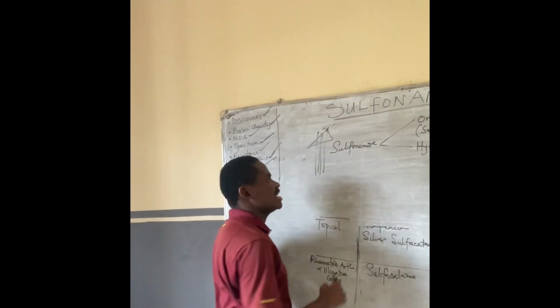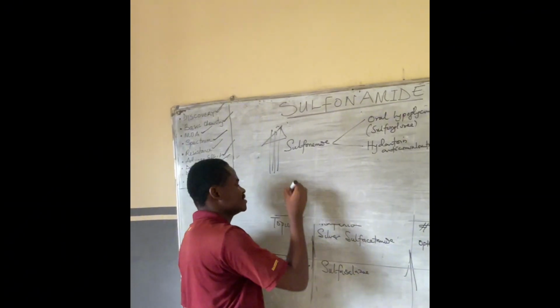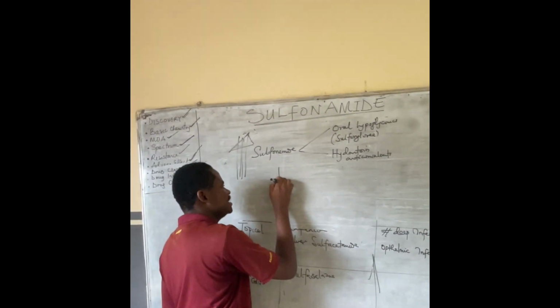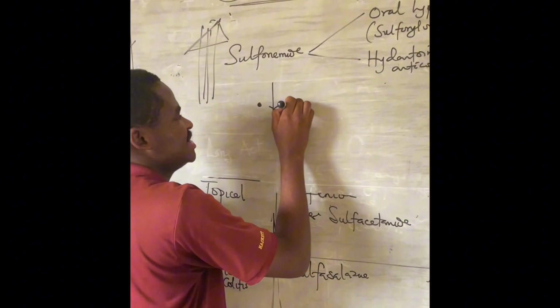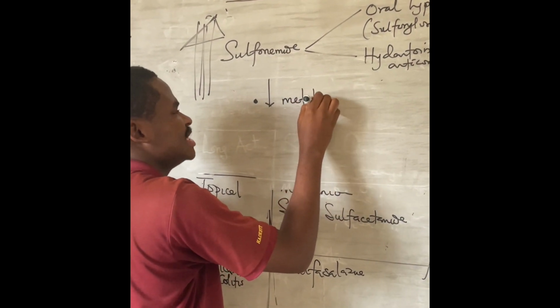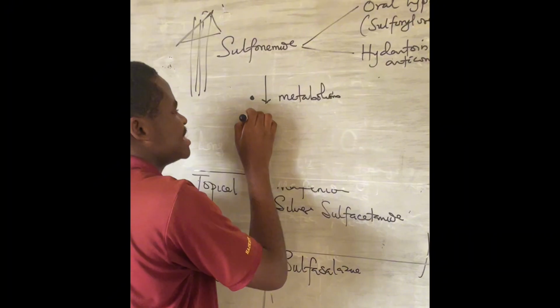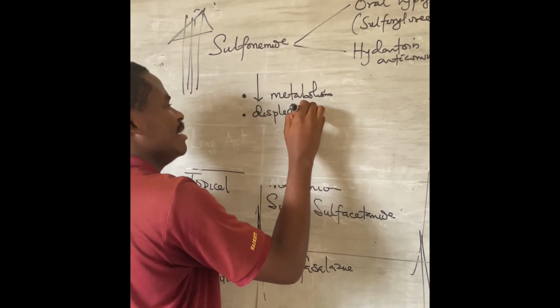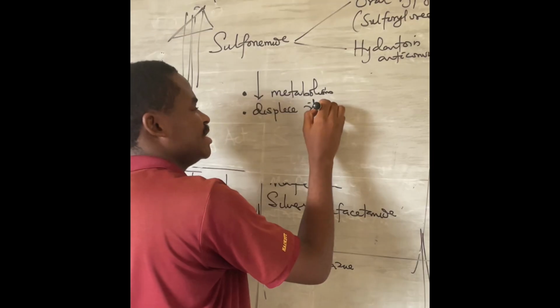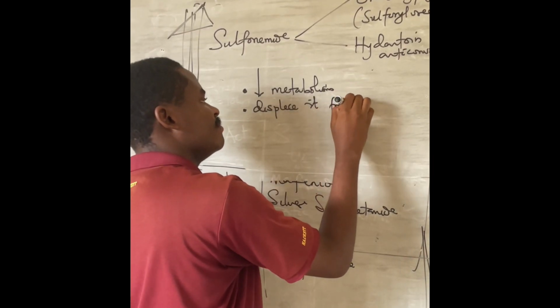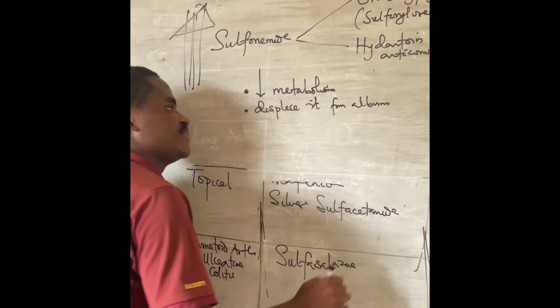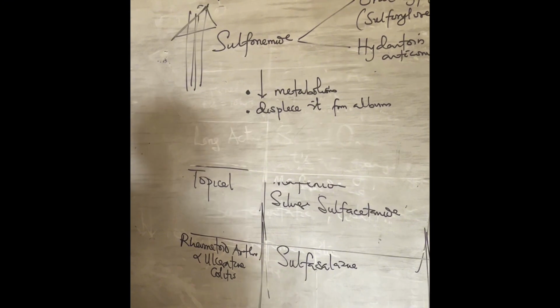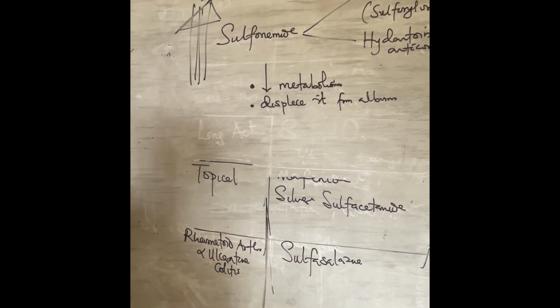What's the reason for that? The reason is because of two things. Number one, either these drugs will help to decrease its metabolism, so it is never broken down, but remains active for a long time, or they help to displace it from albumin. It displaces it from albumin, so that way, its effect is really, really powerful. All right? So that's what you should remember.